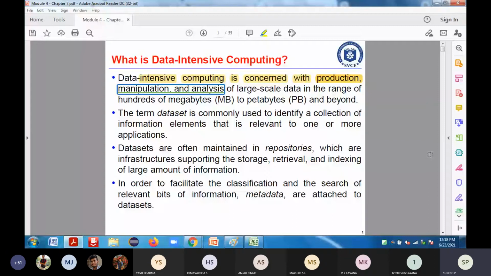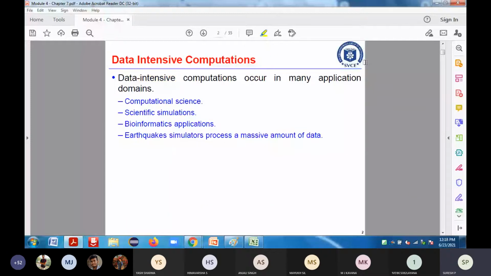So when it goes to the next one, data intensive computations occur in many application domains. Where are you going to make use of these data intensive applications? It is mainly used in computational science, where a large number of computations are required. Next, scientific simulations, bioinformatics applications, and earthquake simulators, which process a massive amount of data.